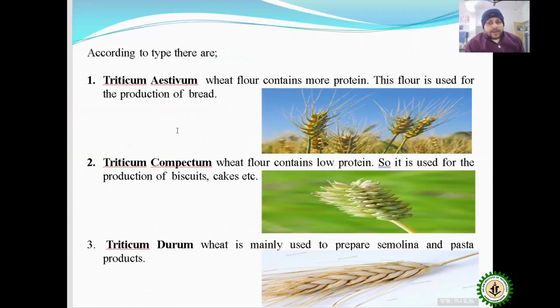Secondly, Triticum compactum, we use this type of wheat flour for making biscuits and cakes. Why do we use it in biscuits and cakes? Because of the low protein content. And there is another type, Triticum durum, which we use for semolina and pasta type products. Pasta is basically an extruded type of product. So these are the different types of wheat flour.